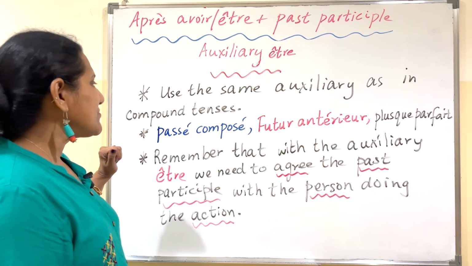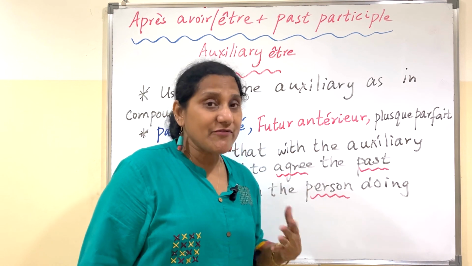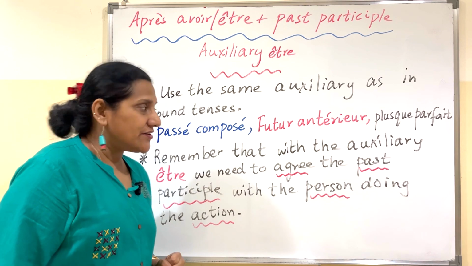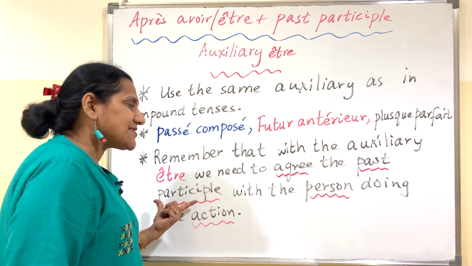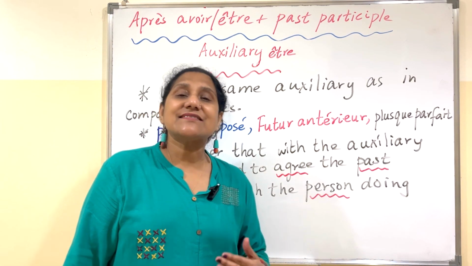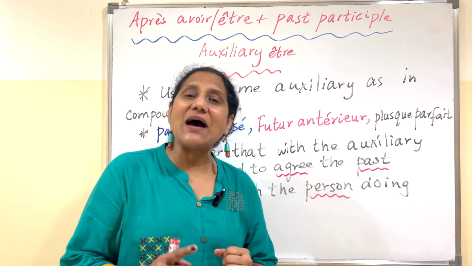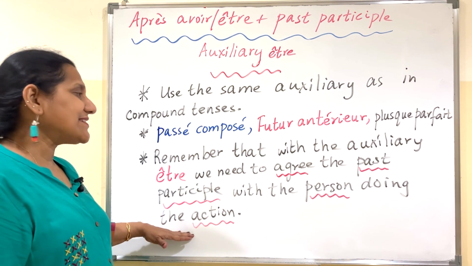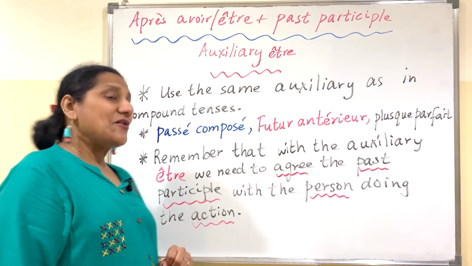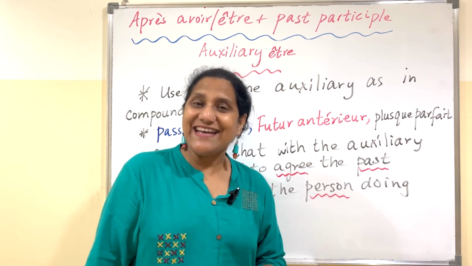Now, what are my compound tenses? Passé composé, futur antérieur, plus-que-parfait. So far we have learned these tenses. Remember that with auxiliary être, we need to agree the past participle with the person doing the action. Subject-verb agreement. In all the compound tenses, we need to have this agreement done, that is, agree the past participle with the person doing the action. Now, we'll see some examples using auxiliary être.